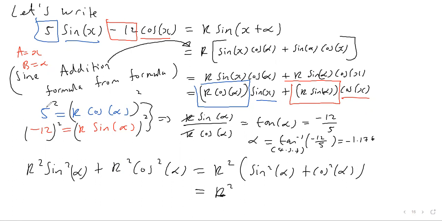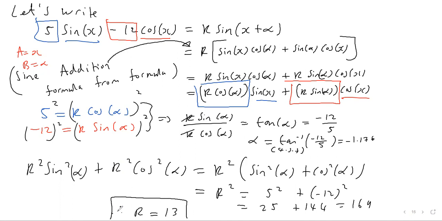And this is going to be equal to the sum of these two numbers squared. So R squared must be equal to 5 squared plus minus 12 squared. So 5 squared gives you 25, minus 12 squared is 144. You should get 169 if you do this. So you can square root 169 to get your R value, and therefore R must be equal to 13. So R is 13, and alpha is minus 1.176.